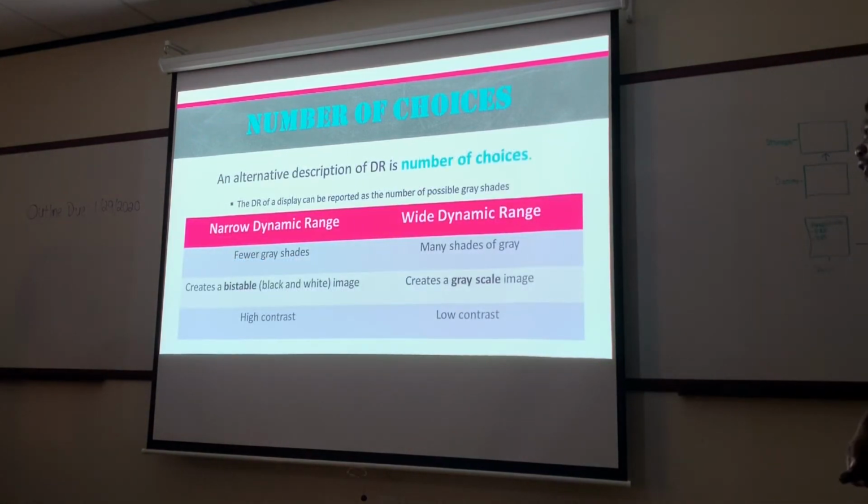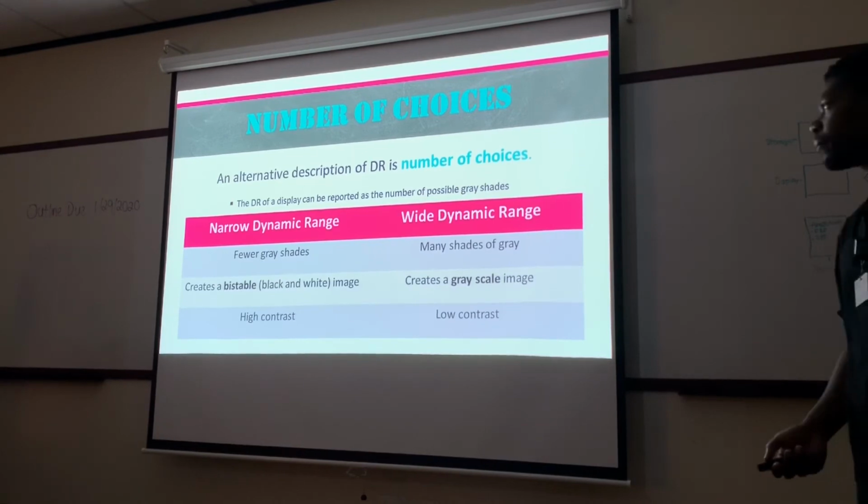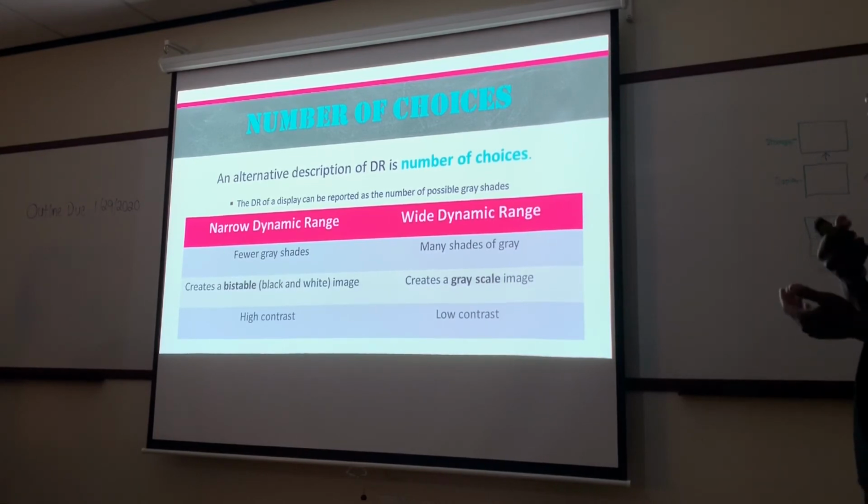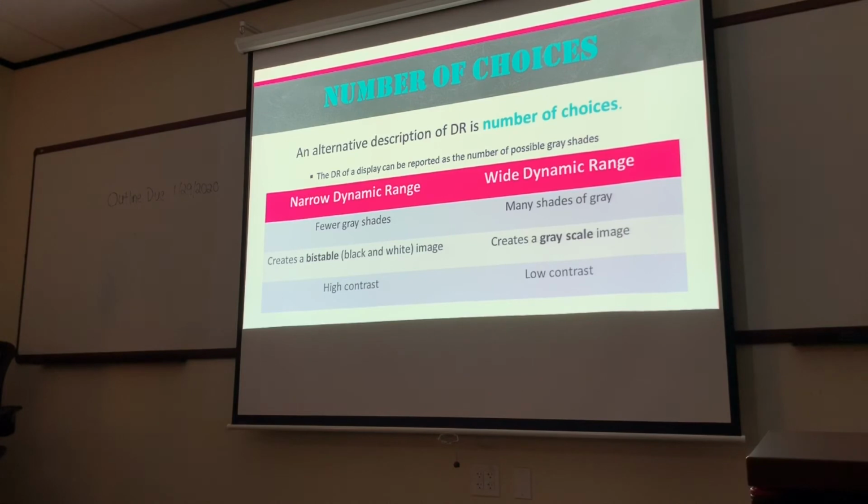So, an alternate description of dynamic range is the number of choices. Remember, I've been saying that the whole time. It's changing our number of choices. The dynamic range of a display can be reported as the number of possible gray shades. So with a narrow dynamic range, we're going to have fewer shades of gray. Correct? Fewer shades of gray.